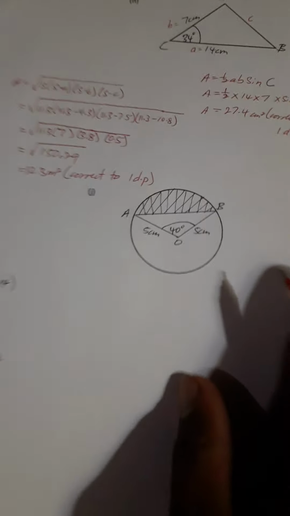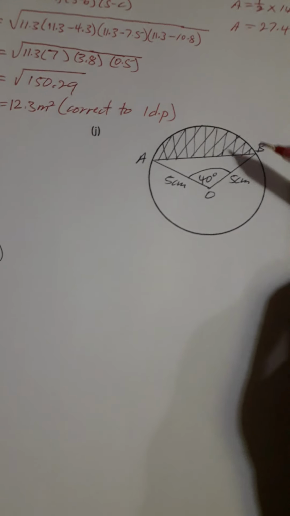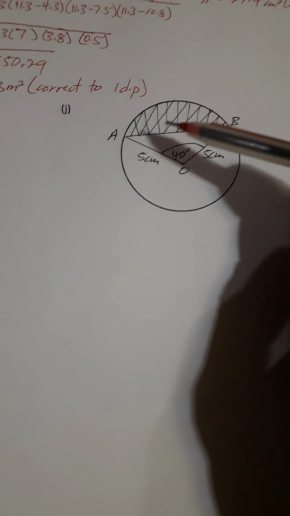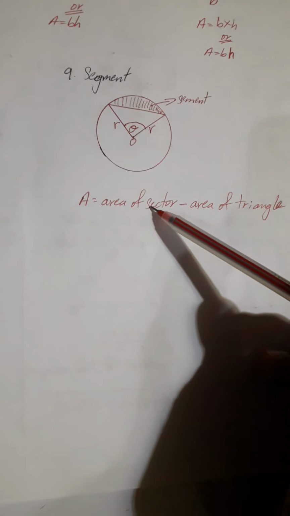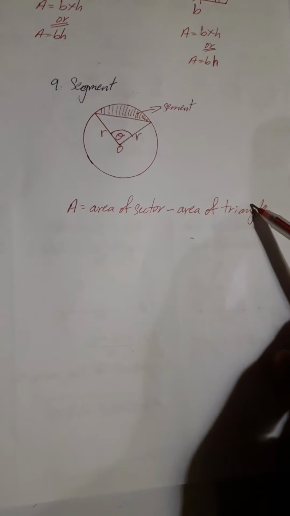Alright, the final problem. We want to find the area of this segment, the shaded region here. Sorry, I said sector, but this is a segment. If we look back at our formula, to find the area of the segment, there are 2 things we need to do. Find the area of the sector, find the area of the triangle, and then we subtract them. That's how we get the area of a segment. So let us find the area of the sector first.